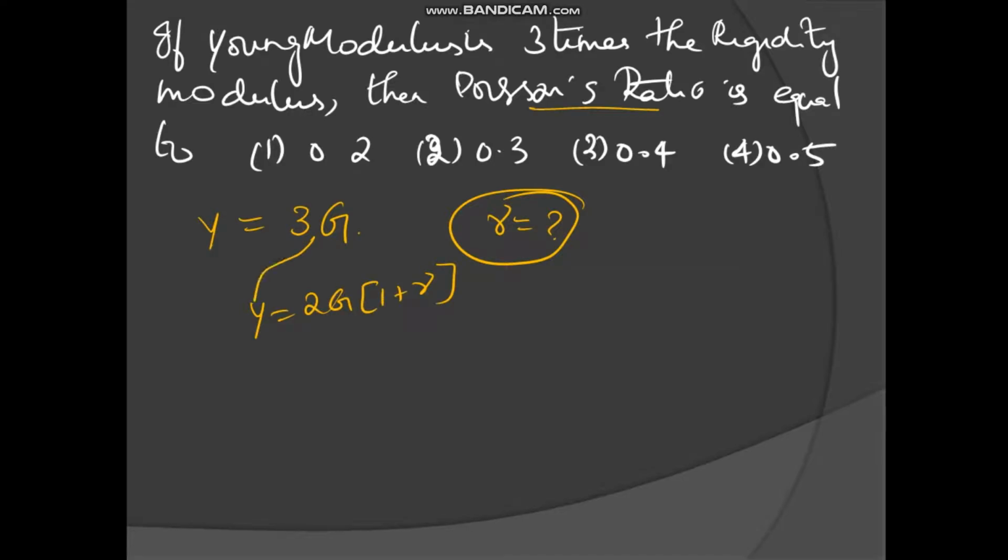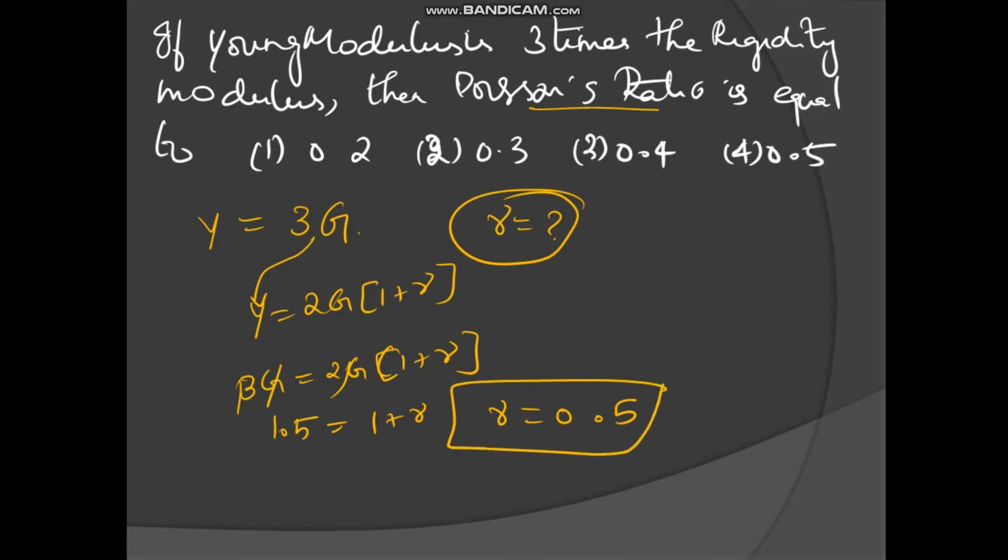Given that Y is equal to 3G, I am substituting it. 3G is equal to 2G into 1 plus gamma. So this and this get cancelled. It is 1.5 is equal to 1 plus gamma. So gamma is equal to 0.5. So fourth option is the correct answer.